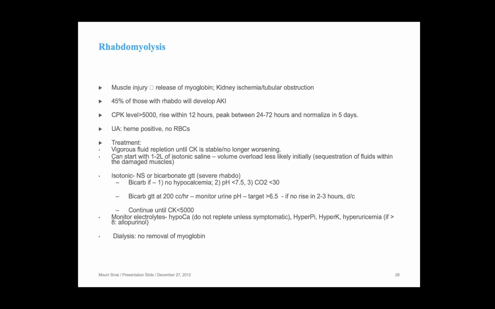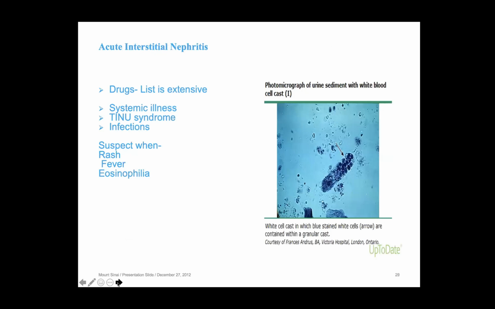Alternately, you can also monitor the urine output. The pH target in your urine is more than 6.5. If there is no rise in the urine pH over the next 2 to 3 hours of starting bicarb drip, then there's really no point in continuing. You can switch back to LR. Again, continue fluids until CK is less than 5,000 and monitor electrolytes, mainly hypocalcemia. Calcium should not be repleted unless the patient is symptomatic, because if you give calcium, it's going to get deposited in the muscles. And dialysis does not remove myoglobin.